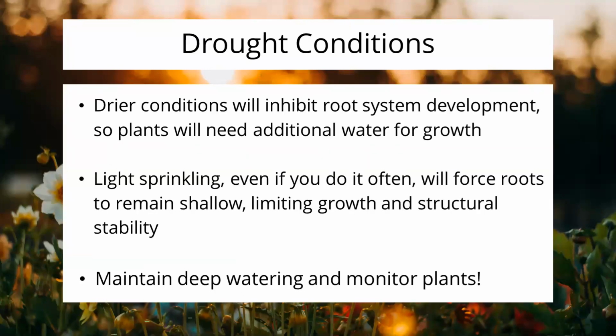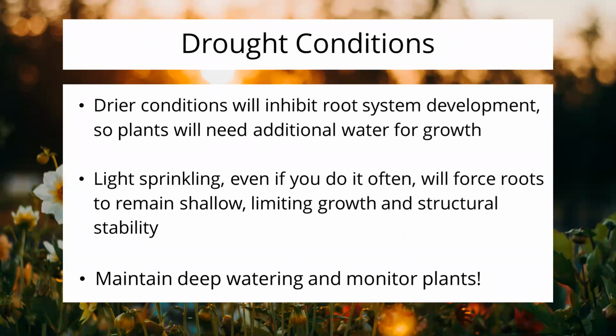Now, during drought conditions, now this one is going to be more pertinent to us right now. These drier conditions that we're experiencing right now are going to have a lot of different effects on our plants. Those drier conditions are going to really inhibit the development of root systems. So you're going to need to water more. So I said that 1 to 1.5 inches of water per week. Well, during drought conditions, we need to add to that and we need to increase our frequency.